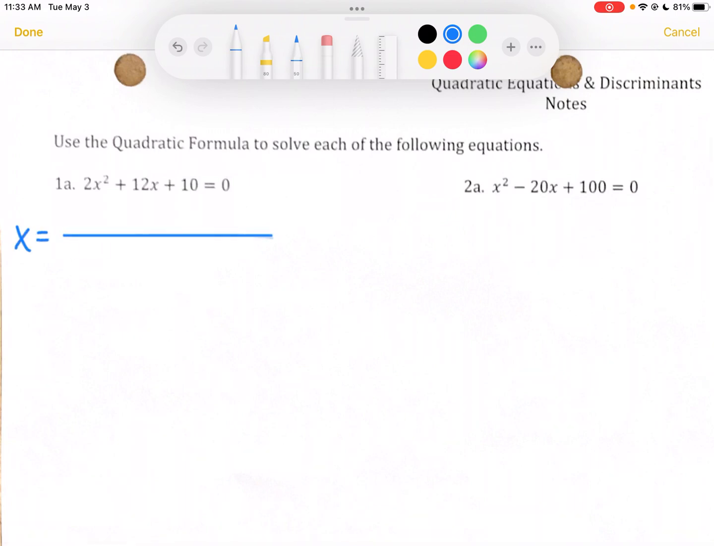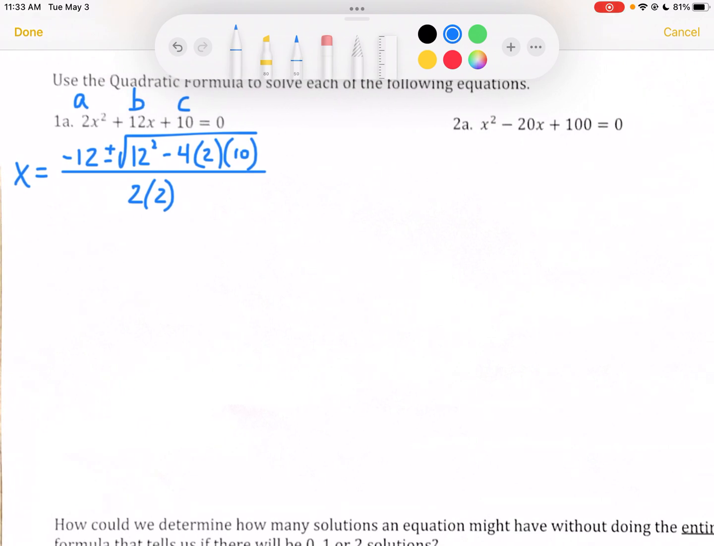So I'm going to say x equals, a is 2, b is 12, c is 10. So I'm going to say negative 12 plus or minus the square root of 12 squared, b squared, minus 4 times a times c, all over 2a. Okay, so simplify it some now. We get negative 12, plus or minus the square root of 12 squared, which is 144, and then 4 times 2 is 8, 8 times 10 is 80.